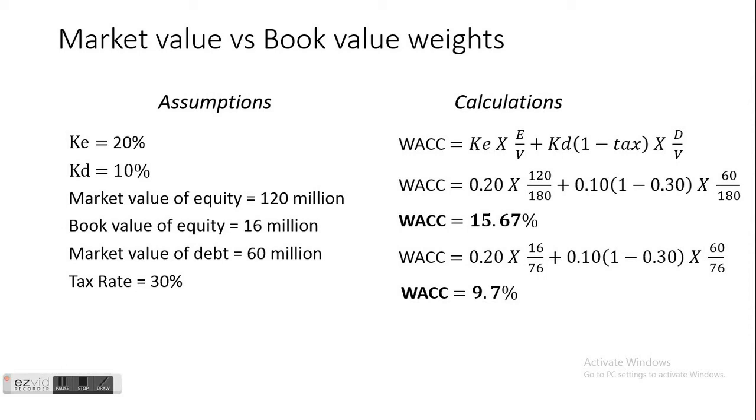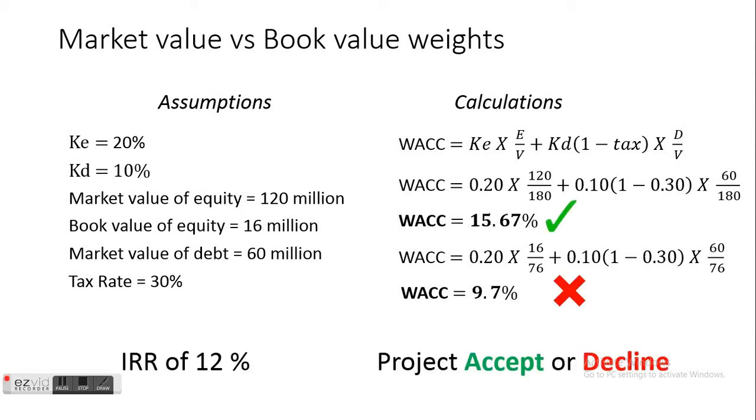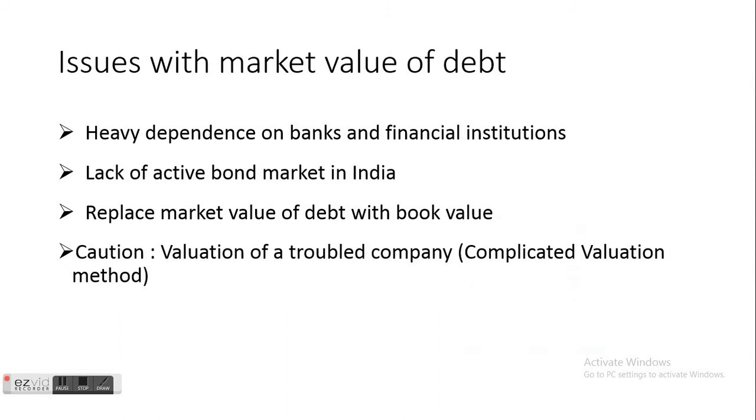Now, again, as an exercise, let's suppose that the company gets a project which promises a return of 12%. What will a company do? I think you know your answer by now, and it's clearly marked on the screen. Now, what happens if the market value of debt is not available? Most of the Indian companies do not have a correct market value of debt assigned to them, clearly because they are heavily dependent on banks and financial institutions for their debt capital. And it is not possible to obtain the market values of debt in such cases.